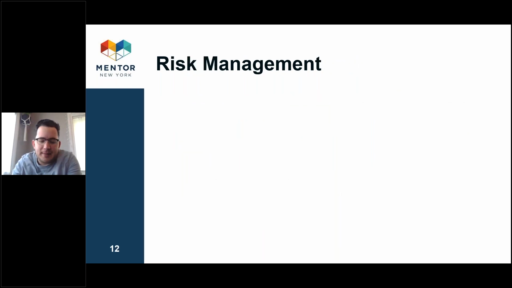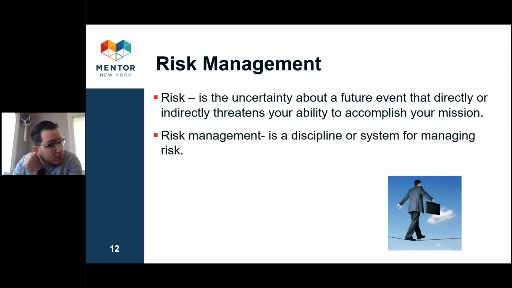I'm not going to spend a ton of time on risk management. I do want to make sure we're talking about it a little bit. Ultimately, risk management is just having systems in place to mitigate and help prevent any types of threats or issues that come up.